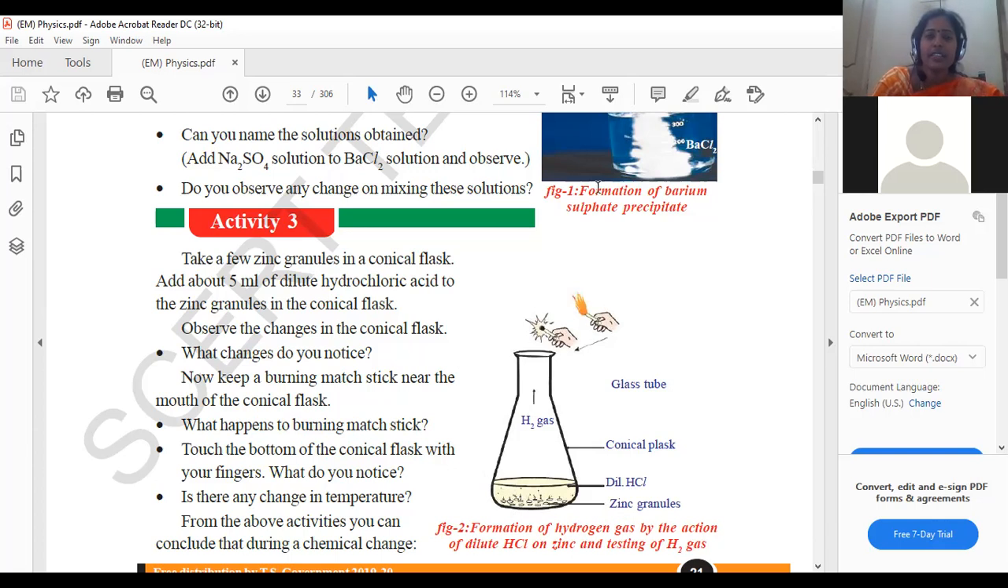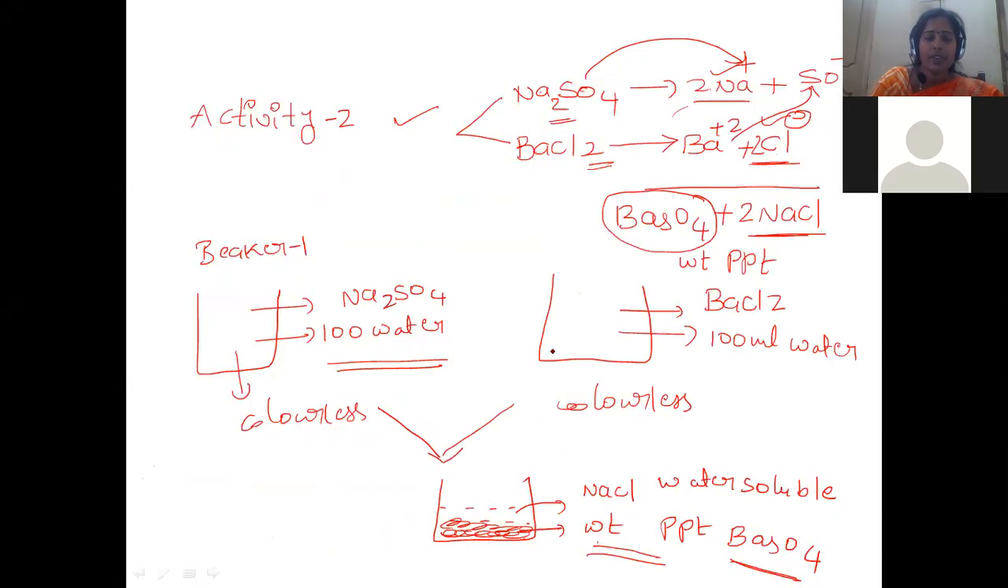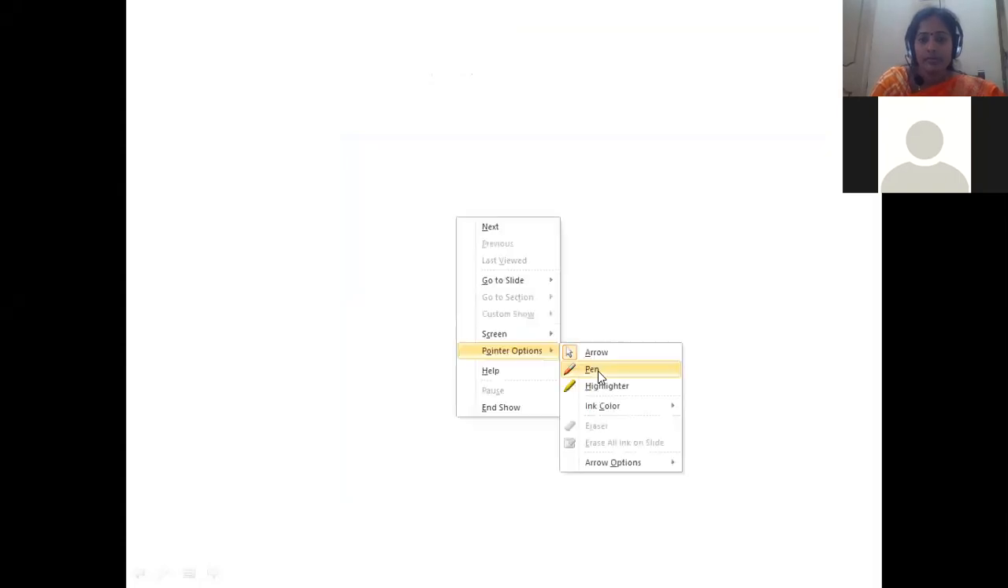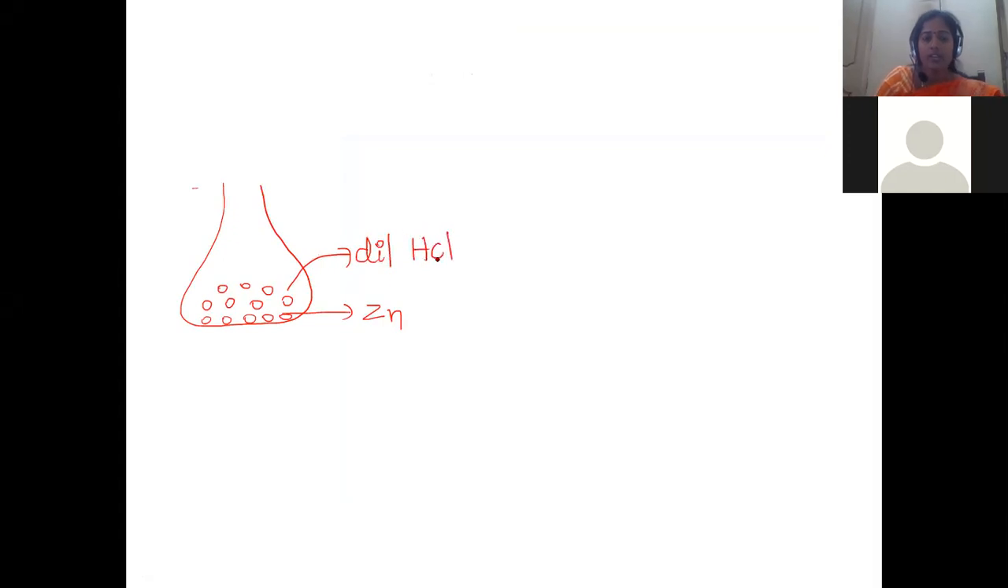Let us see how it can be represented in the form of an equation. We will go with that explanation part. Let us go on to the explanation part. Where we are taking a conical flask here. This is the conical flask. We are taking zinc granules, small pieces of zinc inserted within this conical flask. Now we are pouring dilute hydrochloric acid. Dilute hydrochloric acid is added. Dilute hydrochloric acid, in the sense, hydrochloric acid mixed with water is called dilute hydrochloric acid.